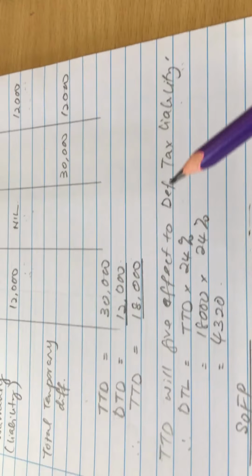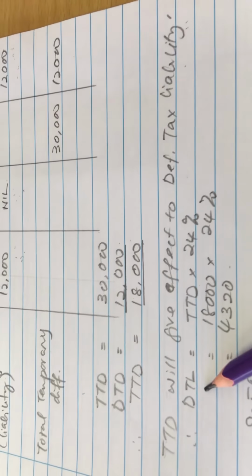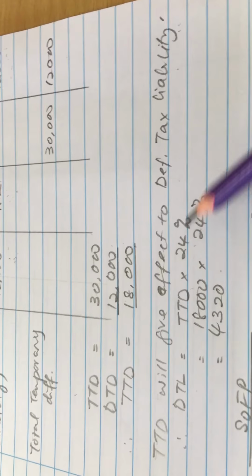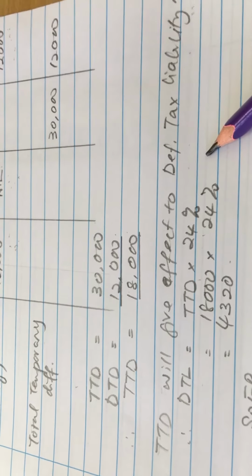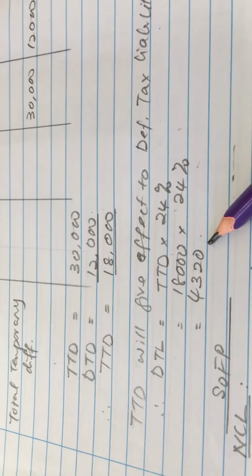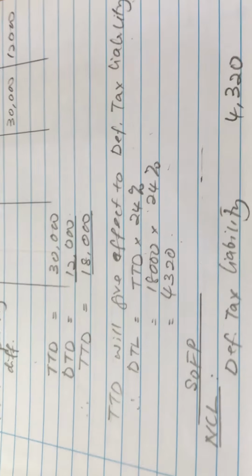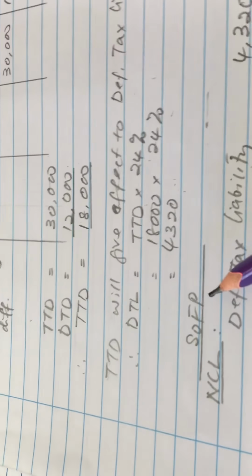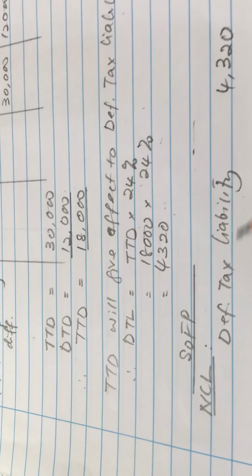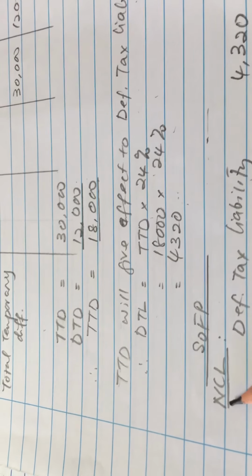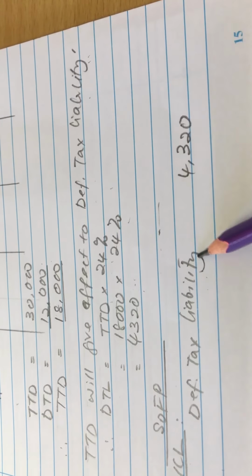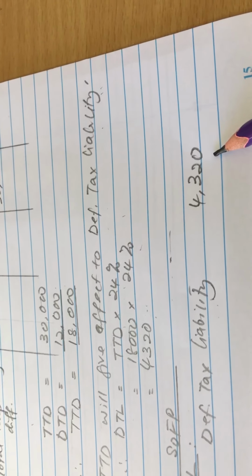Alright, to get DTL, the formula is TTD times tax rate. The tax rate given in the question is 24%. Therefore, when you multiply, you will get 4,320. Okay, in the presentation of SOFP, since we know deferred tax liability is disclosed under non-current liability, in the SOFP we will disclose deferred tax liability totaling 4,320.